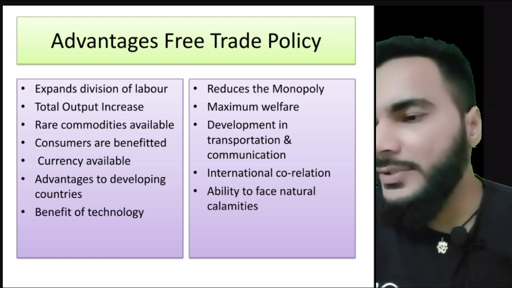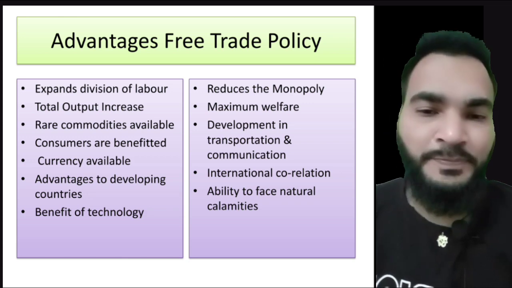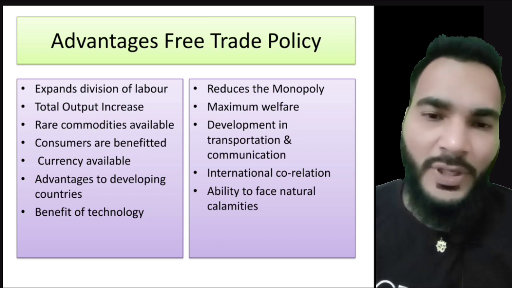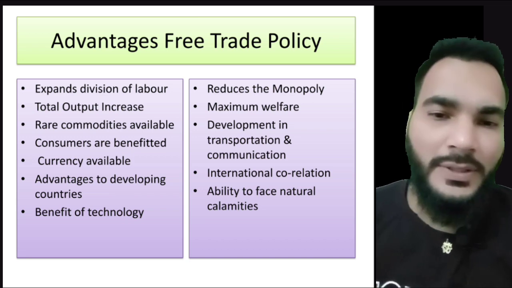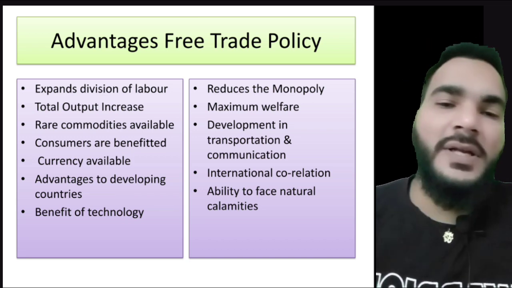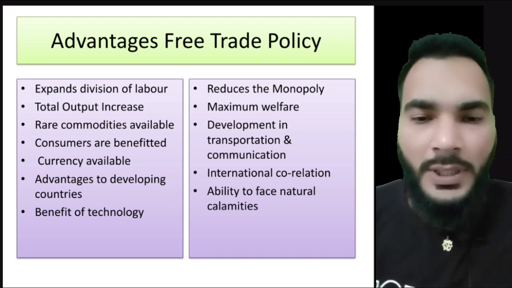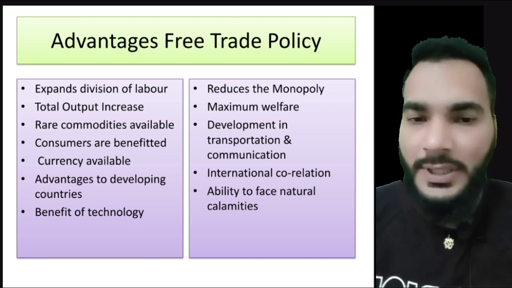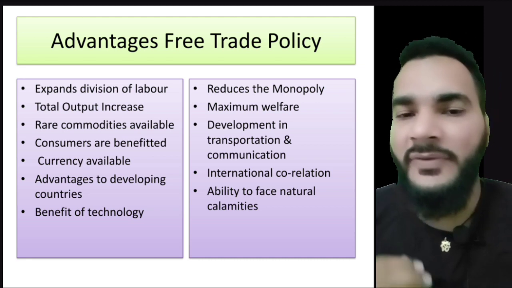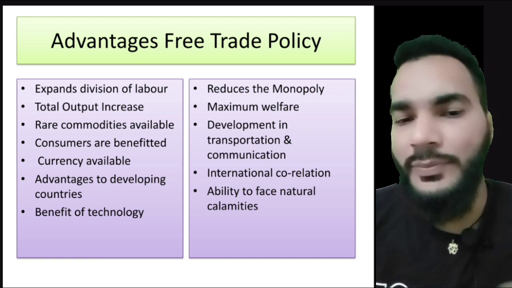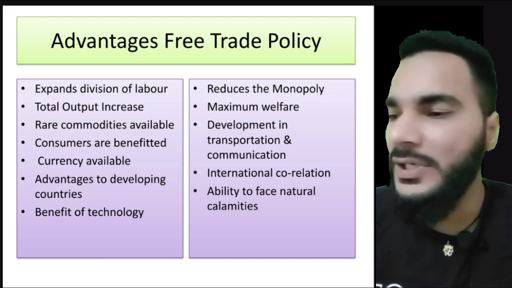Then we have advantages to developing countries. Now the main factor, as we know, there are two kinds of countries, developing and developed countries. So here, if a developing country targets any one industry and starts producing those particular things in huge quantity, then what would happen is, if they get a good international market, that country would also develop, so it is very helpful for developing countries.